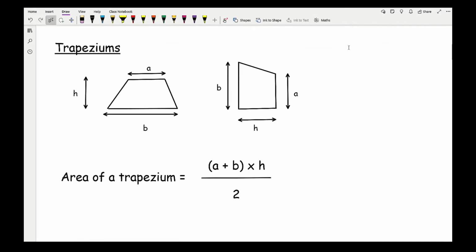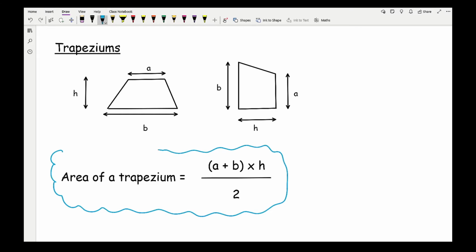So then let's have a look at trapeziums. Now, trapeziums are a little bit more of a complex shape, also regarded as a high level shape, but the general concept of it is exactly the same. The formula to work out the area of a trapezium is where we add the two parallel sides together.